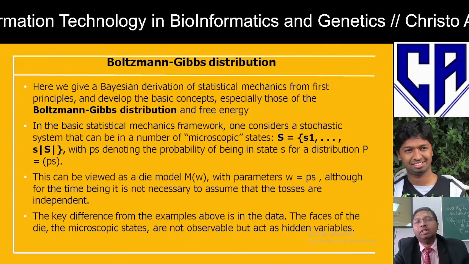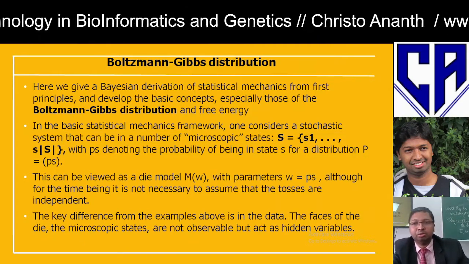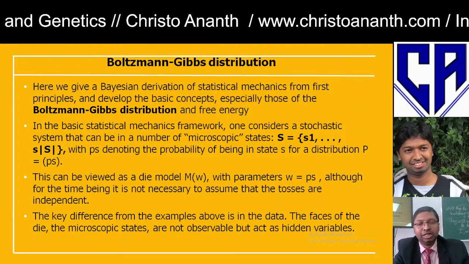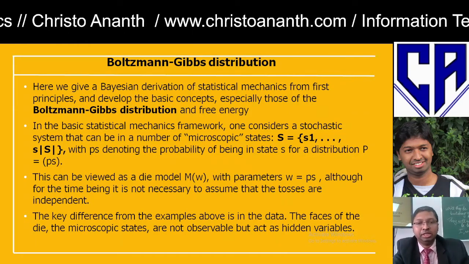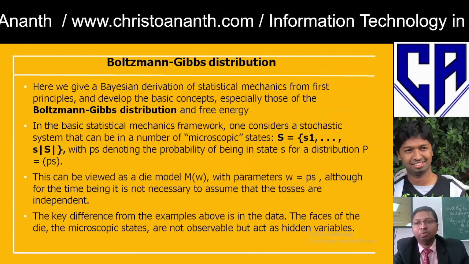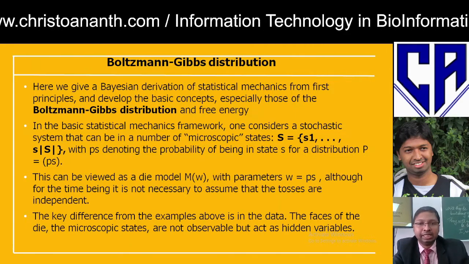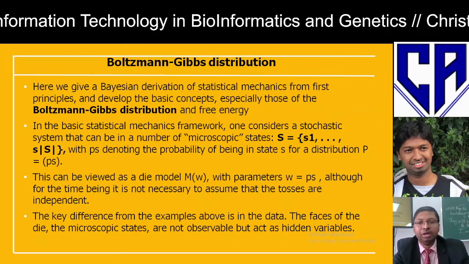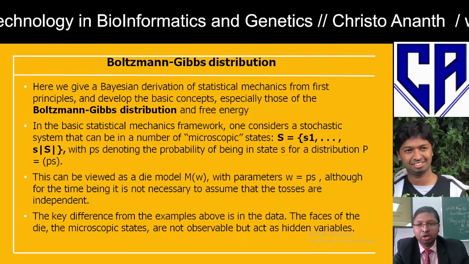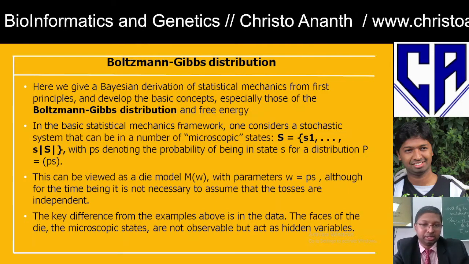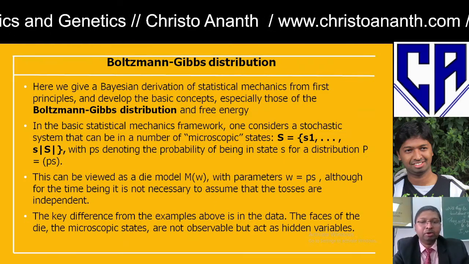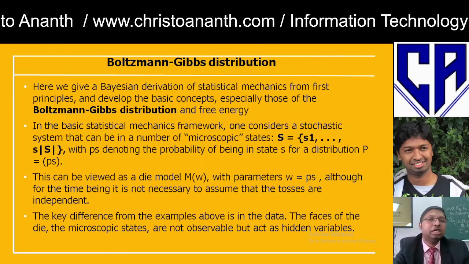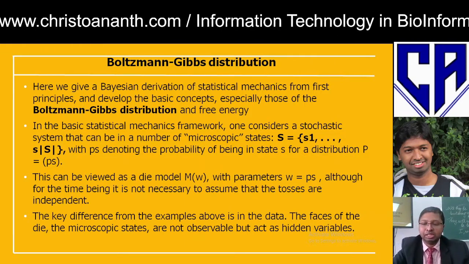Here we will have some states. These are considered to be microscopic states, like S equal to S1, S2 up to Sn. So that is given by the total set S. So P(s) is nothing but the probability of the state s for that distribution P. And similarly, we will have a model M(W) with the parameters W equal to P(s). In this, we will have some microscopic states, but they act as hidden variables in order to find the similarities between the sequences.